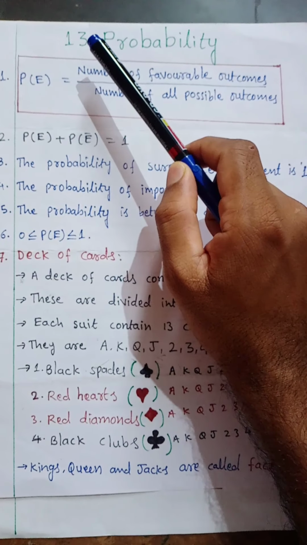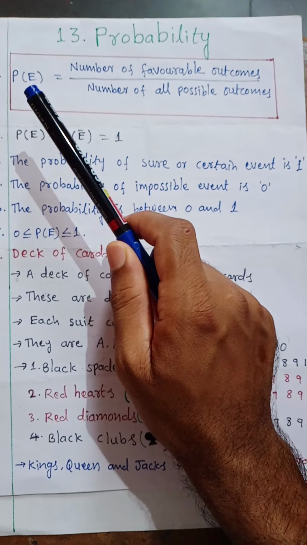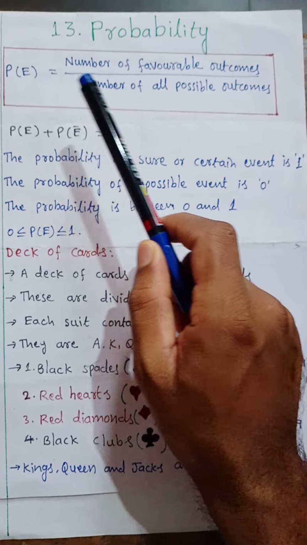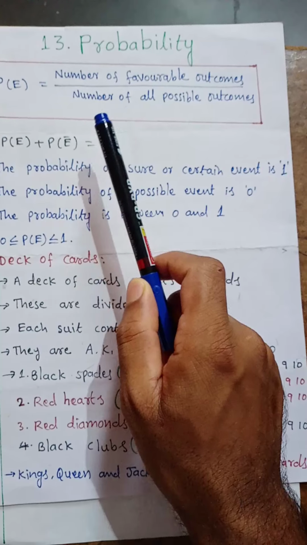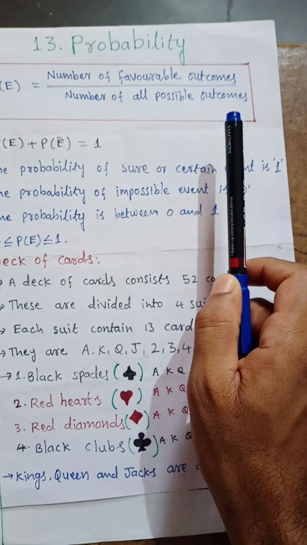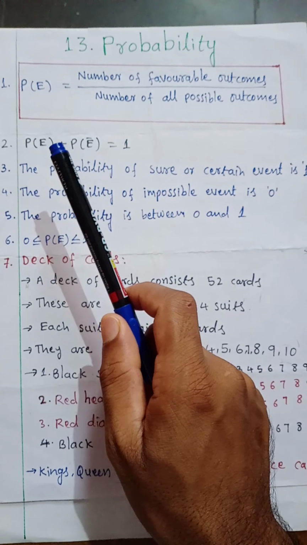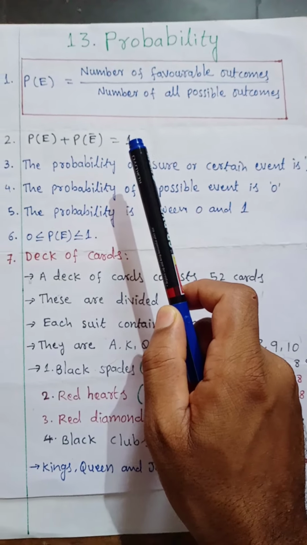Now 13th chapter, probability. First formula, P of E. P of E means probability of an event E equal to number of favorable outcomes divided by number of all possible outcomes. Second one, P of E plus P of E bar equal to 1.